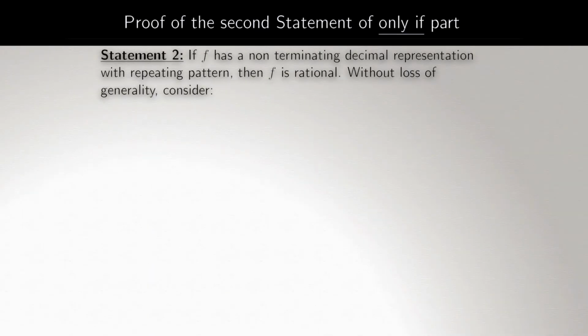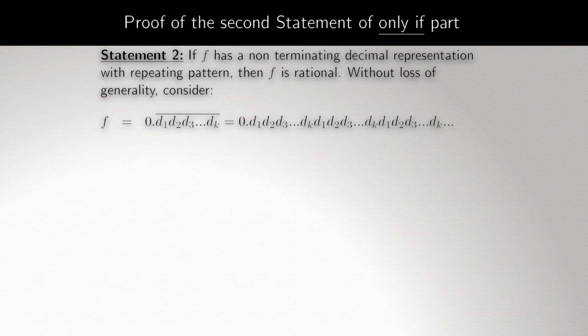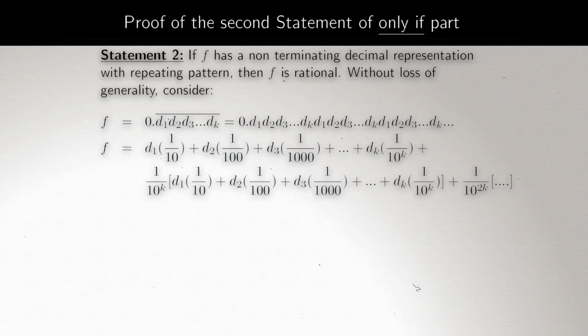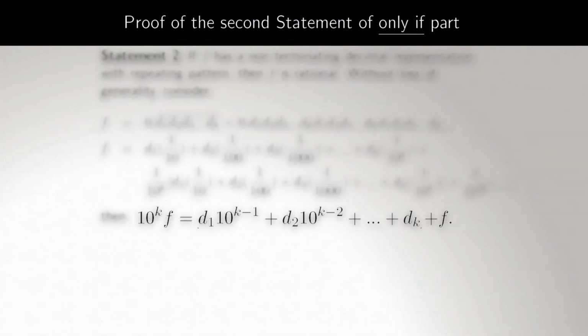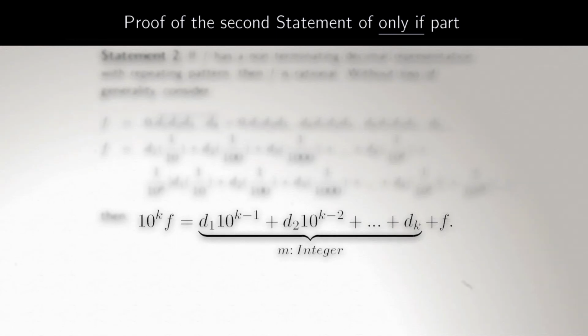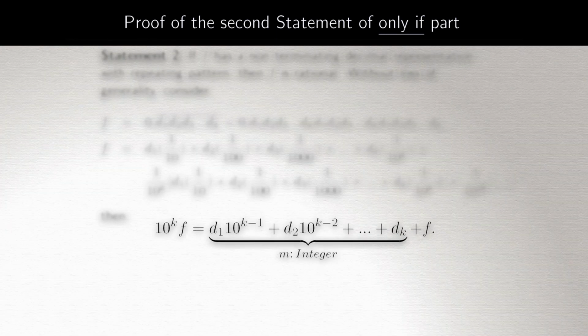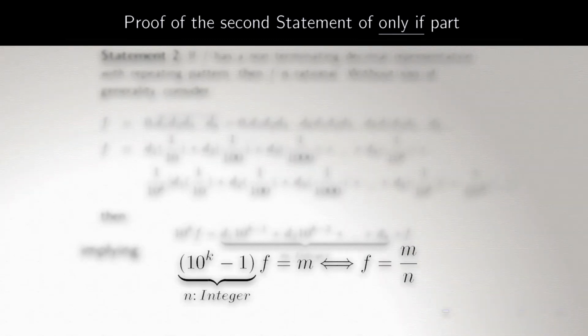Without loss of generality, we consider f to be equal to 0.d1d2 till dk, where the repeating pattern is from d1 till dk. The decimal representation of f is d1 times 1 over 10 plus d2 times 1 over 100 and so on. Then if we multiply f by 10 to the power k, we will obtain d1 times 10 to the power k minus 1 plus d2 times 10 to the power k minus 2 and so on till dk plus f, where the part d1 times 10 to the power k minus 1 till dk is equal to m, which is an integer. This implies that (10 to the power k minus 1) times f is equal to m. Therefore, f is equal to m divided by n, where n is 10 to the power k minus 1. Hence, we obtained a ratio of two integers.